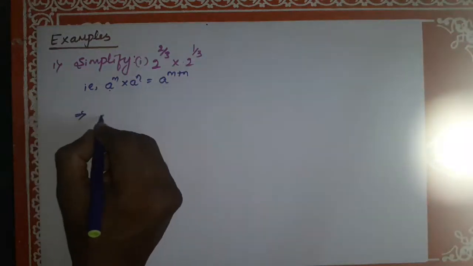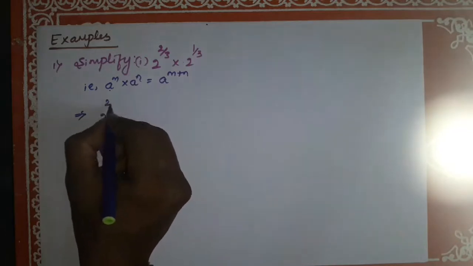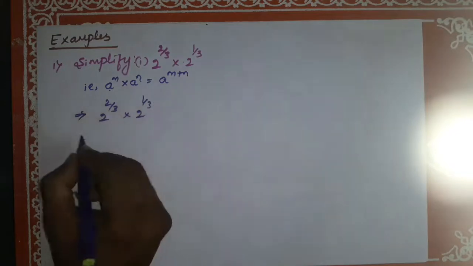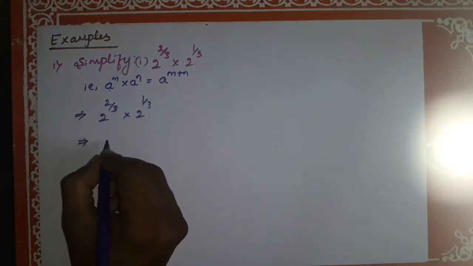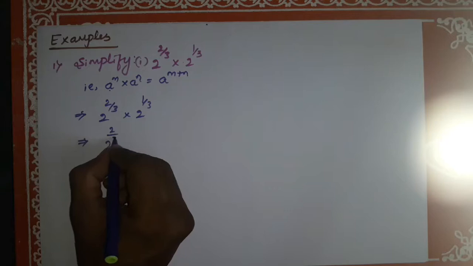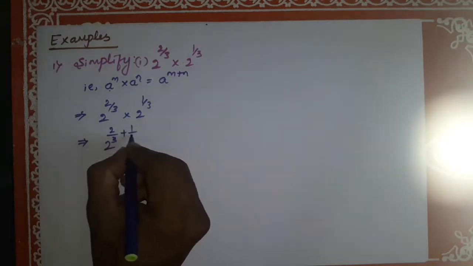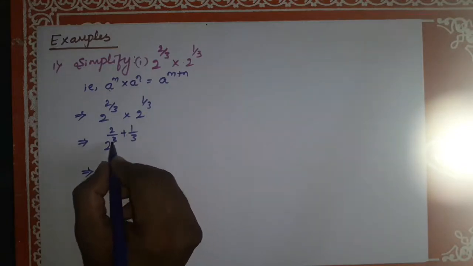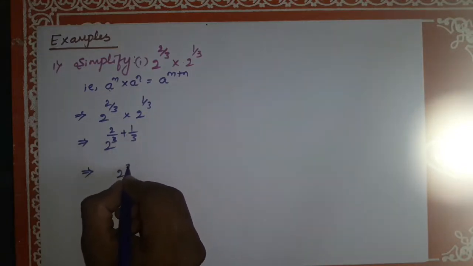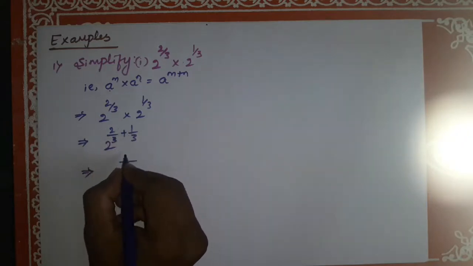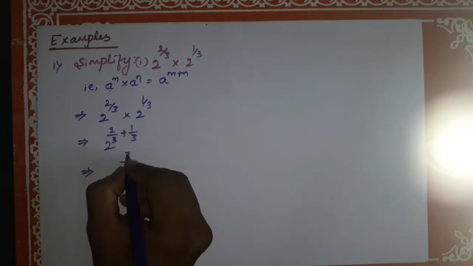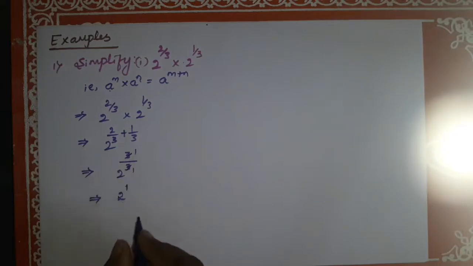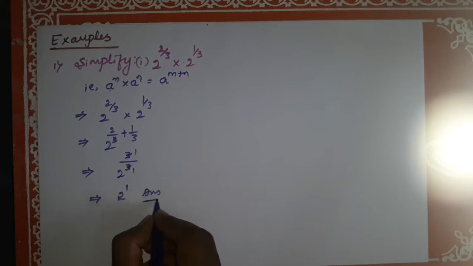This implies 2 to the power of 2 by 3 into 2 to the power of 1 by 3. This implies 2 to the power of 2 by 3 plus 1 by 3. Since the denominators are the same, the LCM is 3. 2 plus 1 is equal to 3. 3 ones are 3, so the answer is 2 to the power of 1. This is the answer.